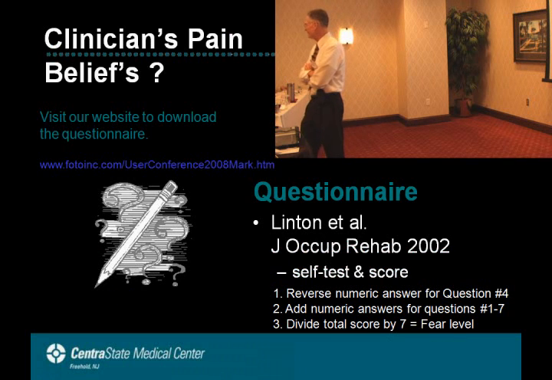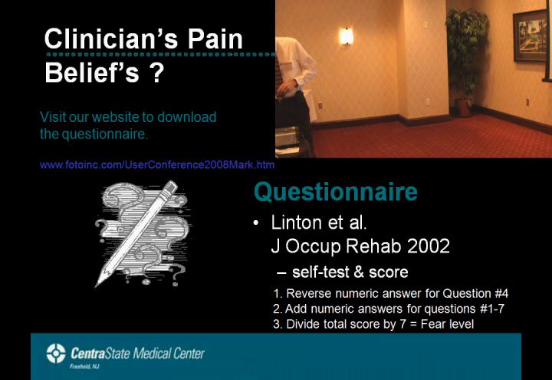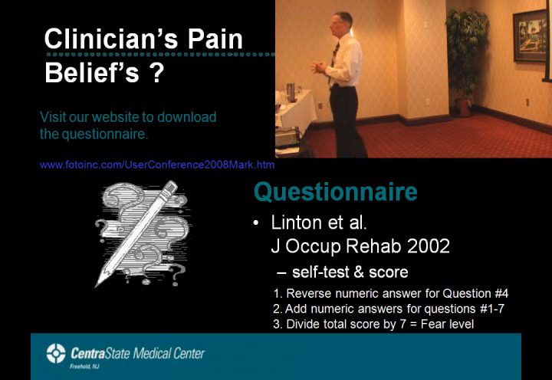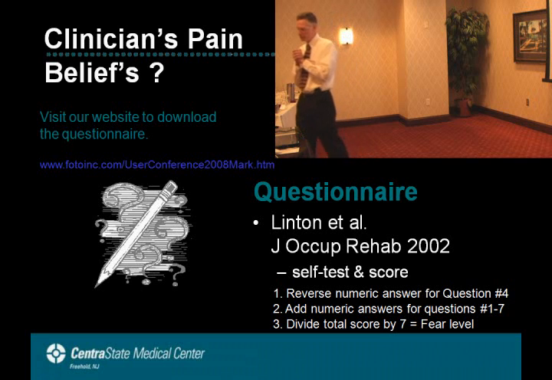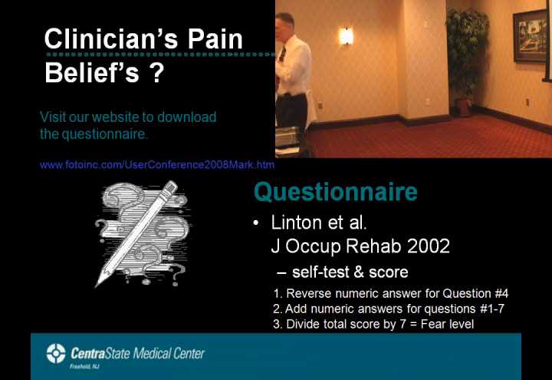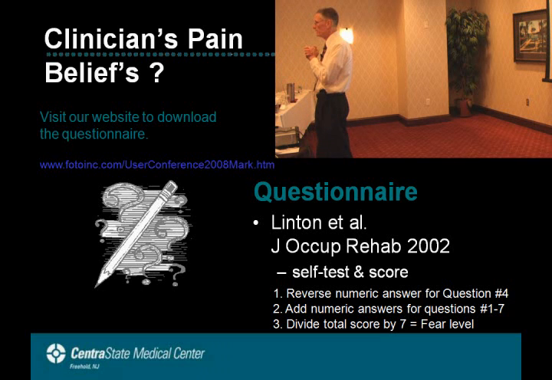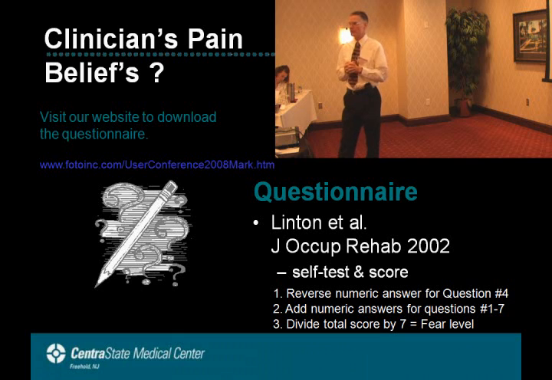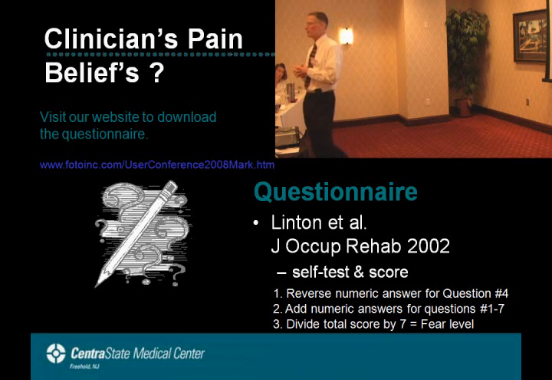Everyone done? All right, so we'll score it. First, we're only going to score the first 7 questions. On question number 4, before we do the cumulative score, I want you to reverse your numeric answer. So if you had circled 6 for question 4, you're going to add it up as a 1. If you circled 5, you'd add it as a 2, etc. So reverse your score for question number 4. Next, add up all the numbers for the first 7 questions, and then divide that score by 7.